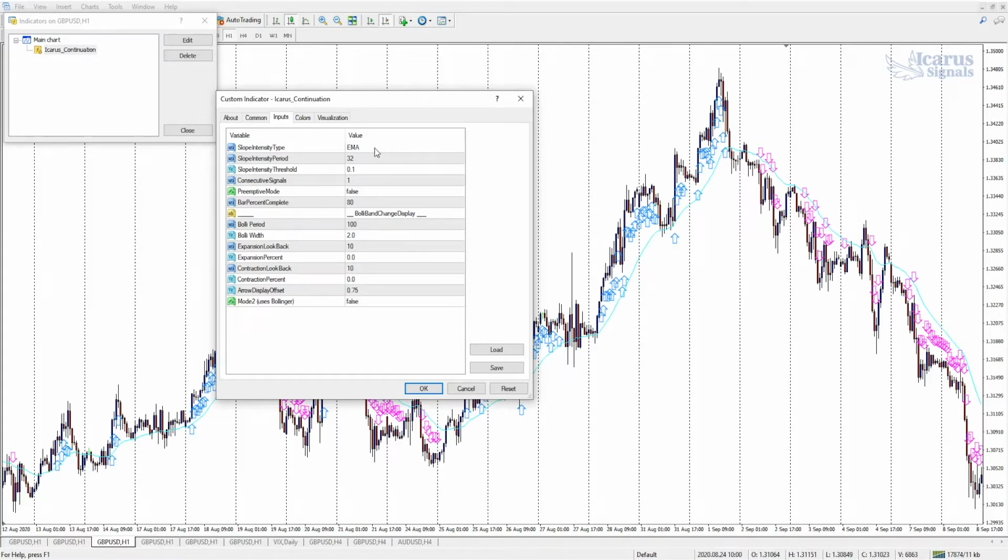So again, we'll start here at the WMA. This particular setting is a slope intensity type. What the continuation indicator is seeking to do is identify a period at which price is moving away from a defined slope intensity type. We want to find a particular point in the market where price has begun to pull away from a particular marker. And in this case, we're using the 32 period EMA.